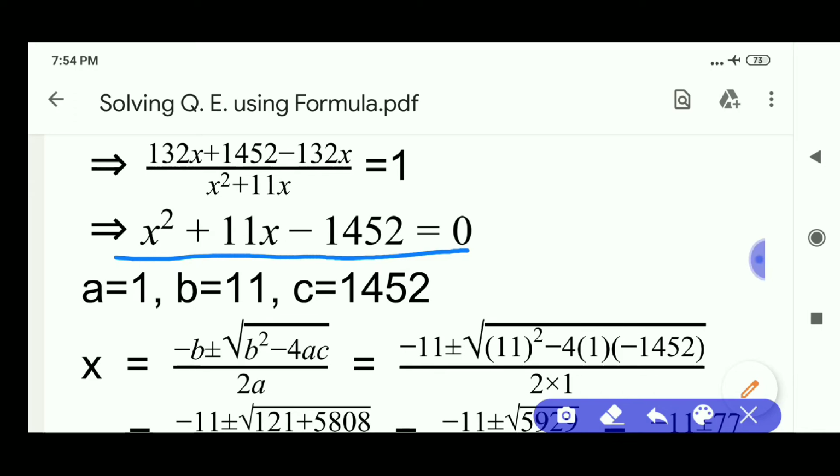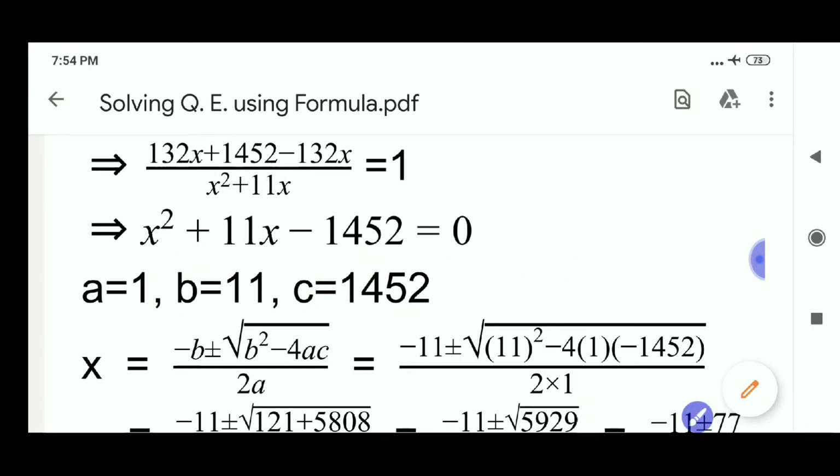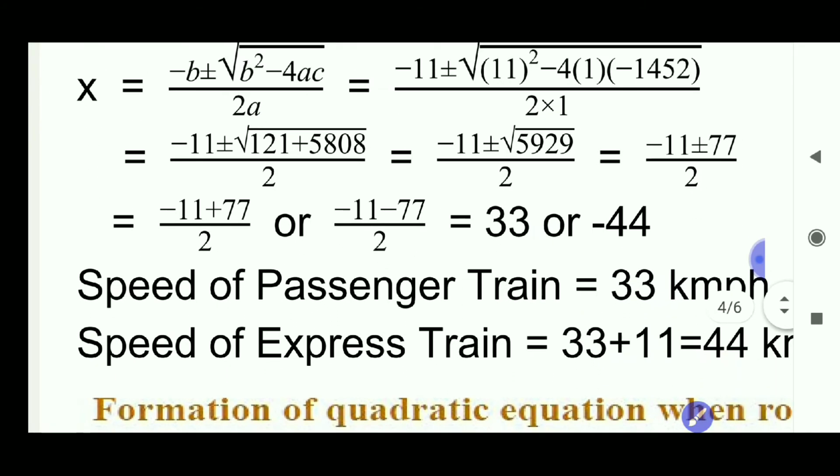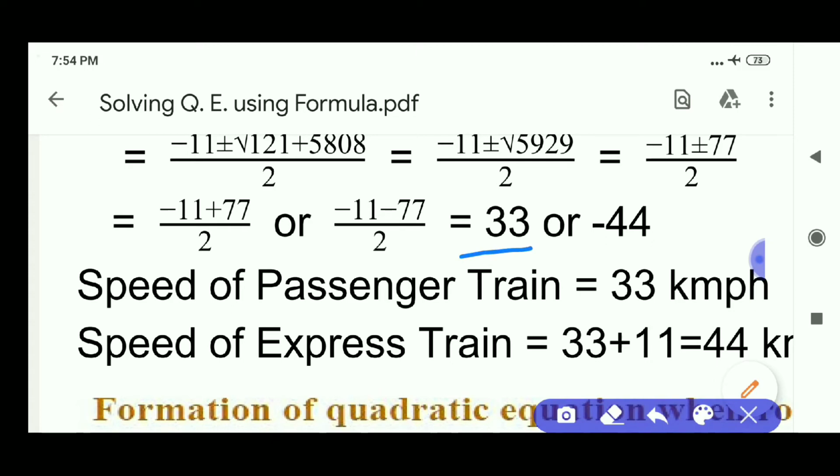Here a, x square coefficient is 1, b, x coefficient is 11, constant c is minus 1452. Now apply it in the formula. By simplification, we get x value as 33 or minus 44. Speed cannot be negative. So, the passenger train speed is 33 kmph. Then what about express train speed? 33 plus 11, that is 44 kmph.